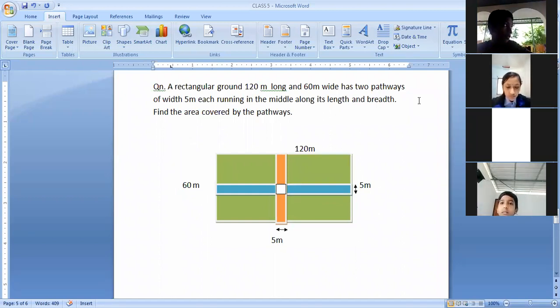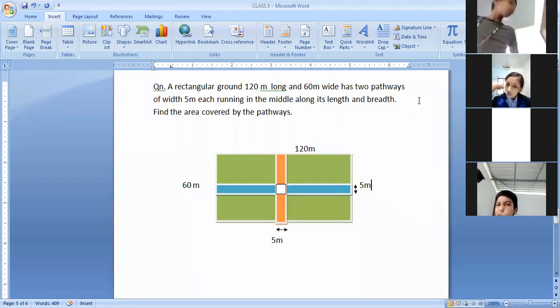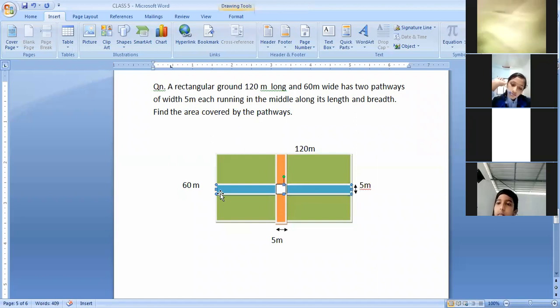Here, both pathways are running through the middle of the ground. One is lengthwise, the other one is breadthwise. So this pathway, which you can see in blue color, is the lengthwise pathway, right? It is the lengthwise pathway. Is it correct? Yes.